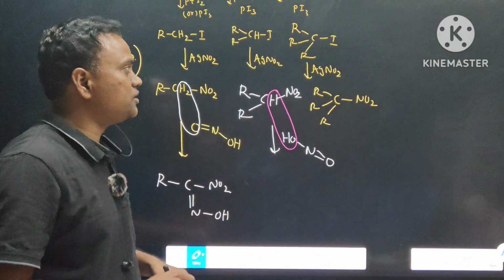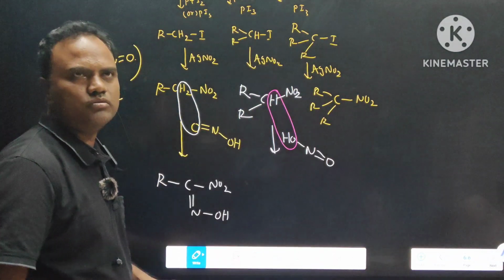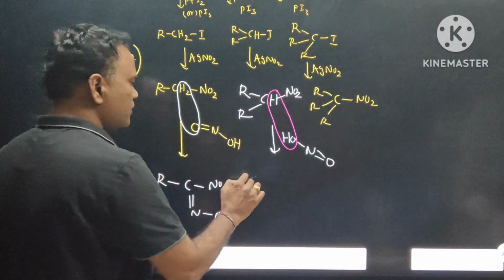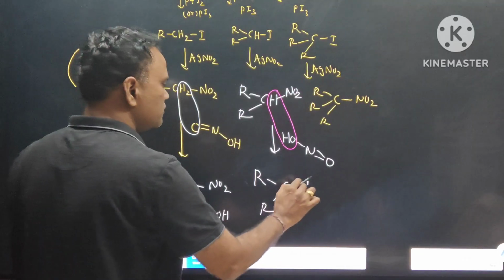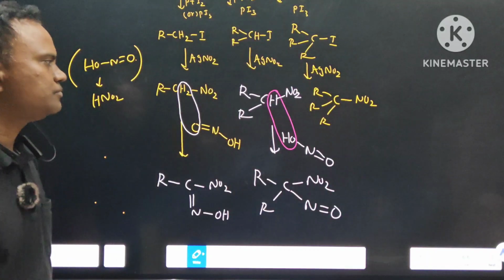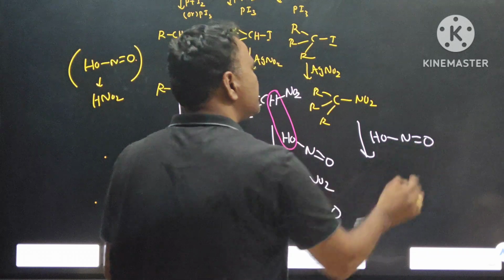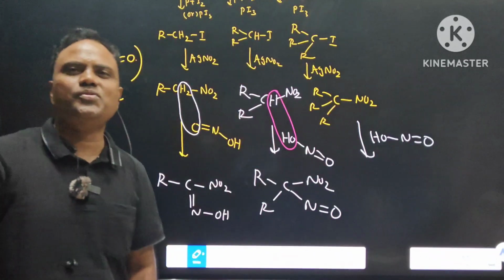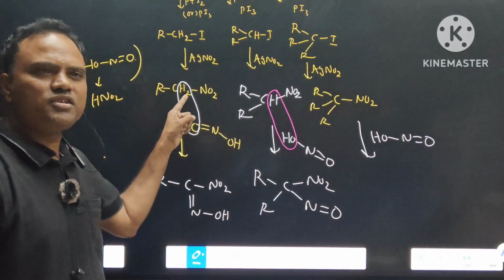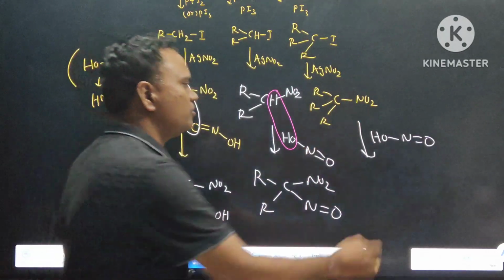Just listen once and leave it. But if you listen to this, you can find one good point. You can remember the alcohol which does not give the Victor Meyer test easily. After that, R, C, R, NO2. Now, when we treat this with HNO2, there is no reaction. Tell me why? Here 2 hydrogens are there. Here 1 hydrogen is there. Is there any hydrogen here? So no reaction.